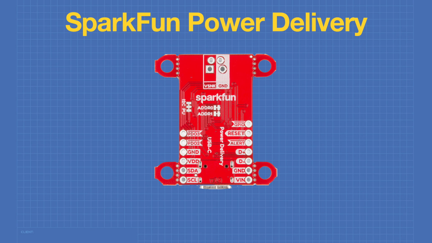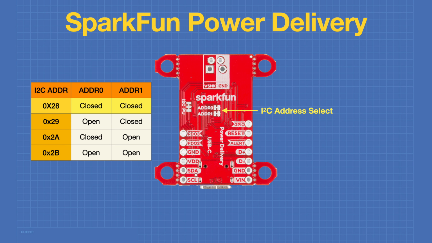On the back of the board, we can select the I2C address. Currently, with the 2 jumpers closed, the address is hexadecimal 28, but you can cut one or both of the jumpers in order to change that address. There are also jumpers available for the I2C pull-up resistors. By default, the board does have pull-up resistors, but you can cut these traces if you don't want to use them. So now let's go and experiment with the SparkFun Power Delivery Board.